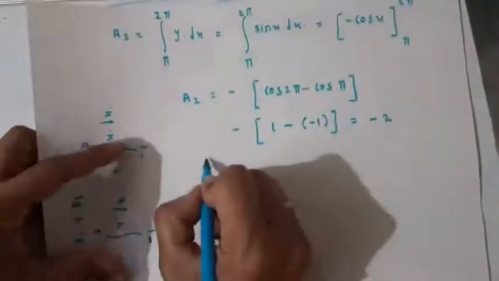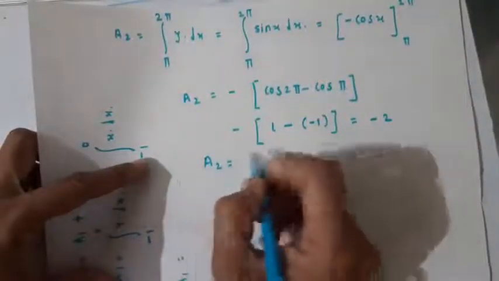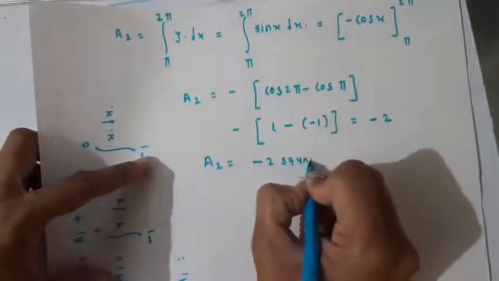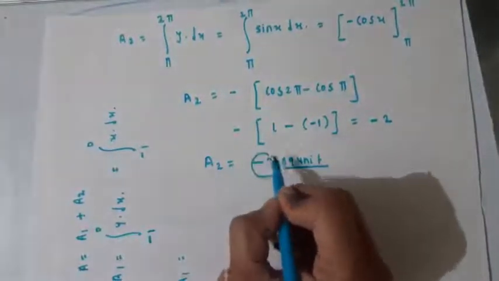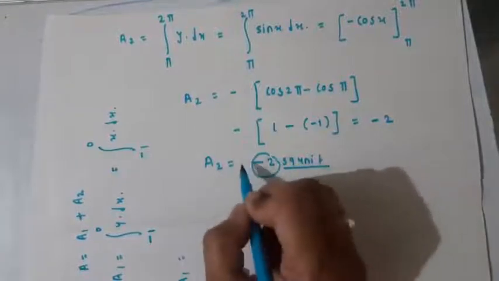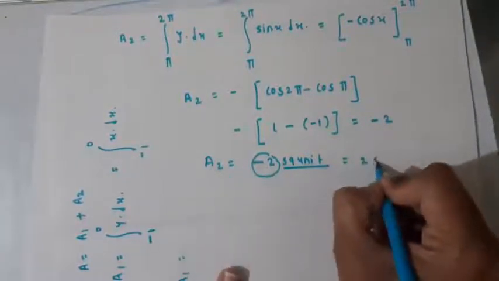Hence the area A2 is equal to minus 2 square units. But area is always positive. That's why, even though it is negative, we consider it as positive. That is 2 square units.